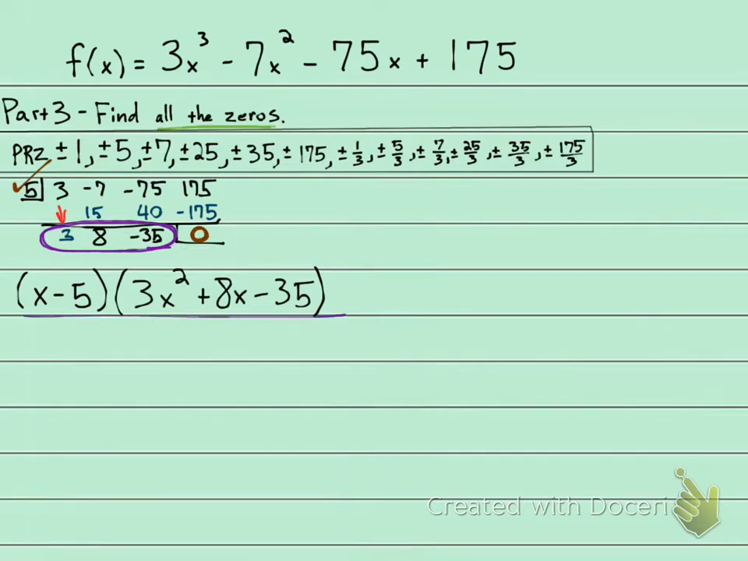And I guarantee if you multiply this out, if you distribute this out, you will get the original polynomial that you started with. So now I can either factor this trinomial using the AC method or the trial and error method, or I can continue on with synthetic division, which is what I'm going to do because I know this is going to work out nicely. So I'm going to use synthetic division on these 3 numbers, the 3 coefficients in this polynomial, 3, 8, and negative 35.